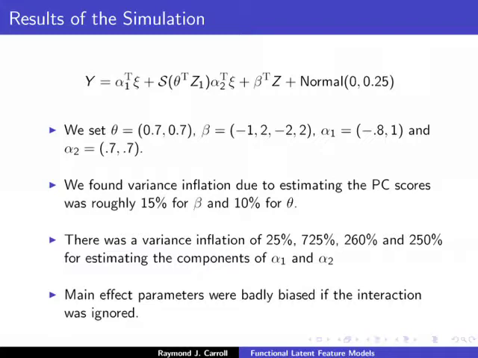But my intuition was that all the increase in variance has to be here in alpha 1 and somewhat in alpha 2. And there we get variance inflations of 725%, 260%, and 250%. Well, those are pretty big variance inflations for parameters that aren't near zero. And that's the point. This was not a carefully constructed thing. It was the first thing we tried. But there are situations where ignoring the basis function construction can lead to wonderfully precise standard errors, which are much more precise than they really should be.